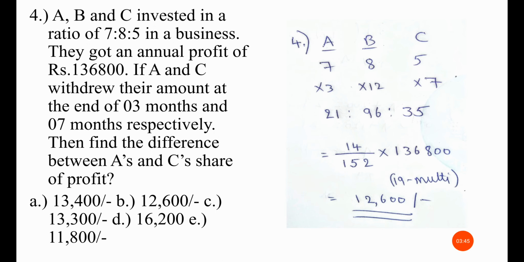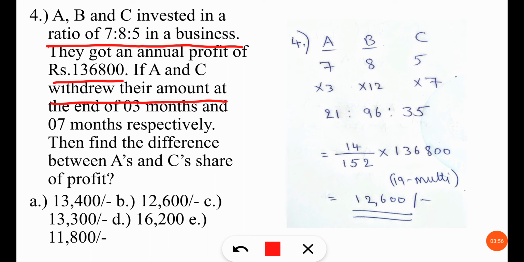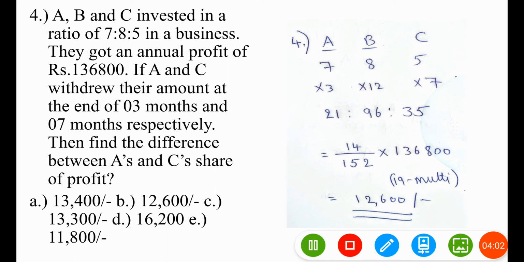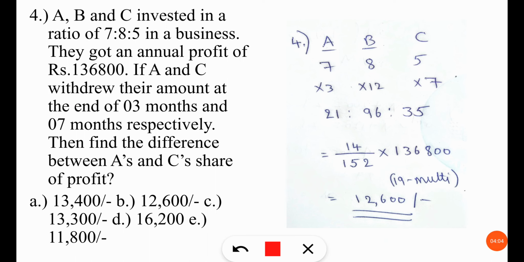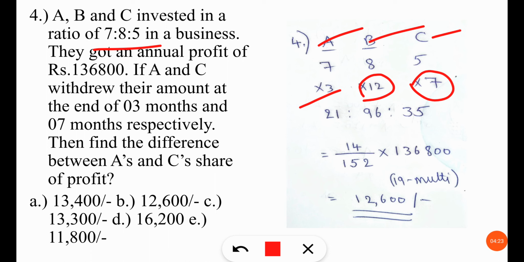A, B and C invested in a ratio of 7:8:5 in a business. They got an annual profit of 1,36,800 rupees. If A and C withdrew their amount at the end of 3 months and 7 months respectively, then find the difference between A's and C's share of profit. Here A, B and C invested in the ratio of 7:8:5, for the period of 3 months for A, 12 months for B and 7 months for C.